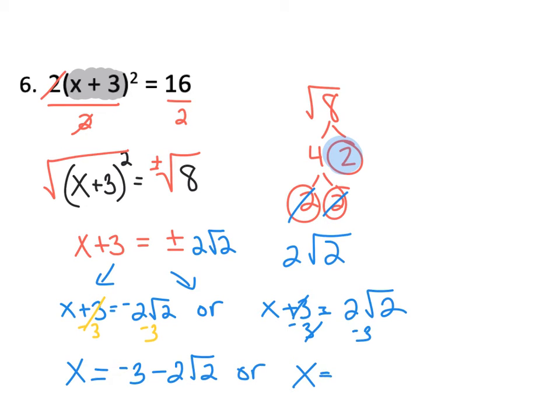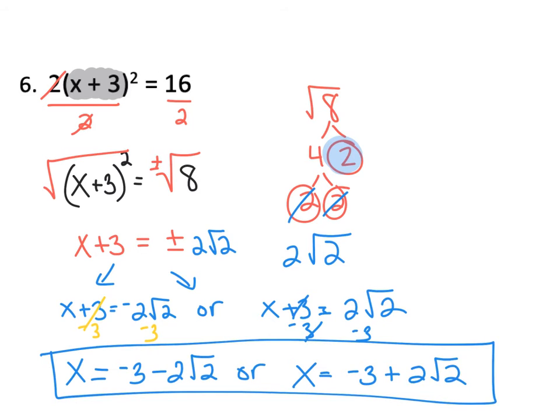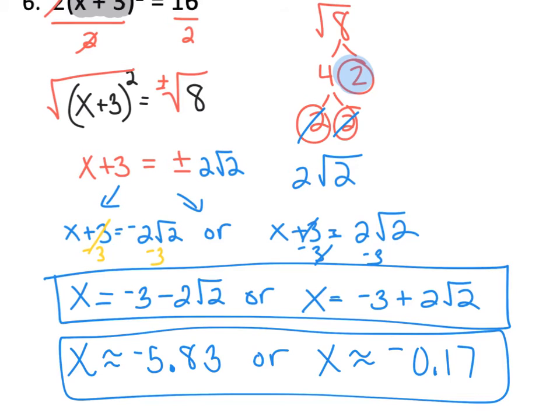X equals negative 3 plus 2 root 2. And they're not like terms, so don't you dare combine them. So here's my exact answer. Go ahead and toss it in the calculator and round to the nearest hundredth. So there's my 2 decimal answers.